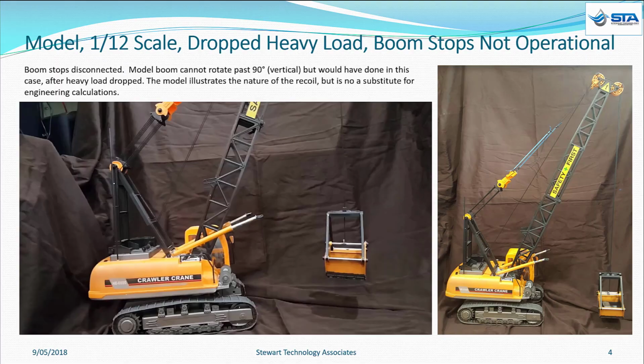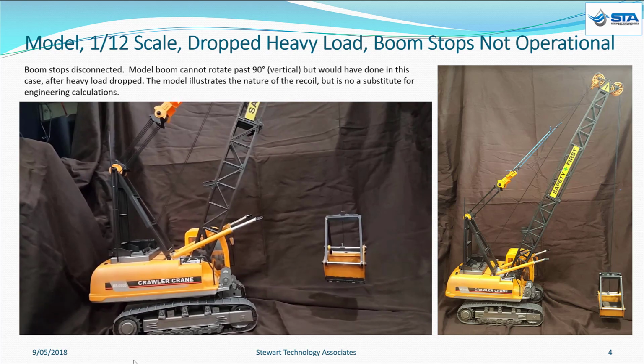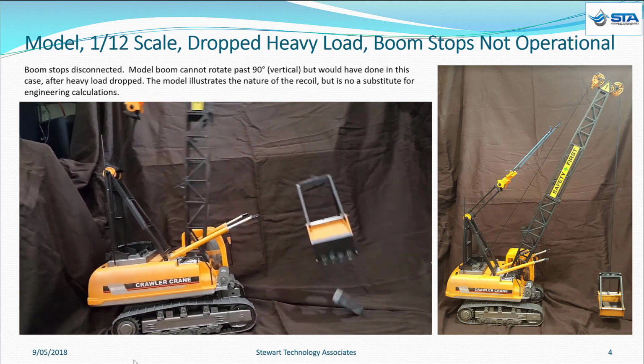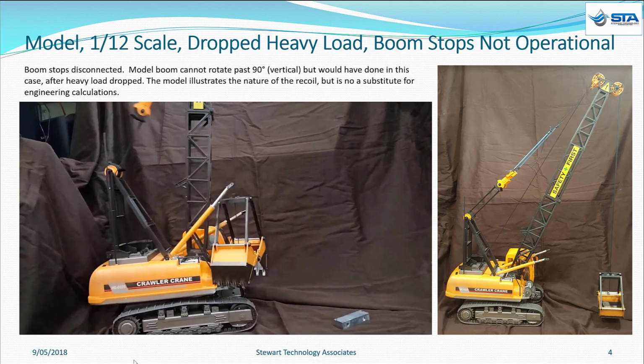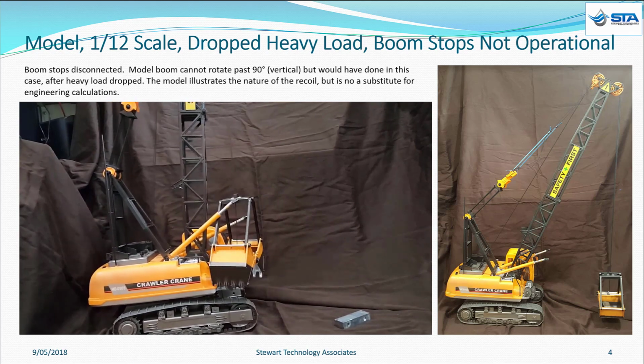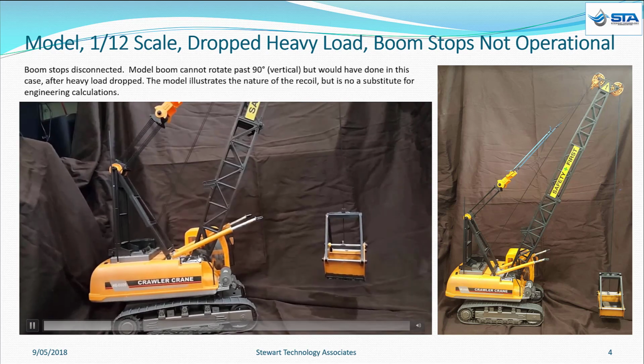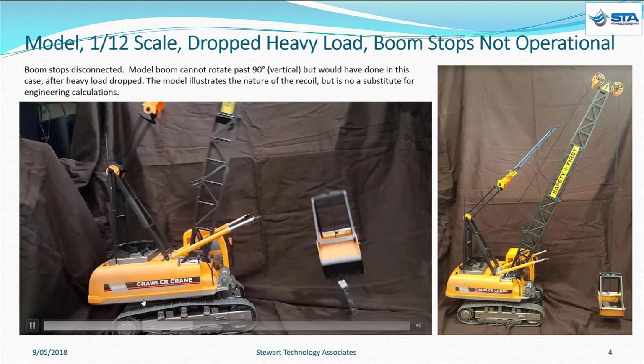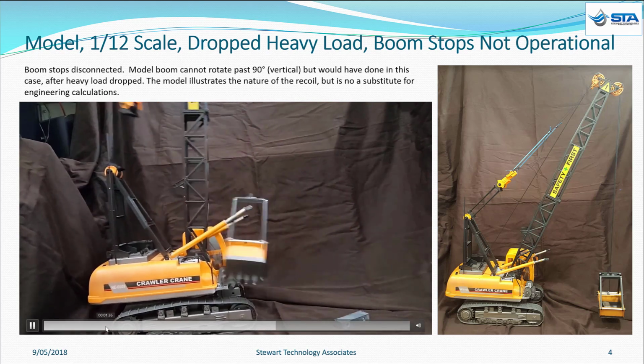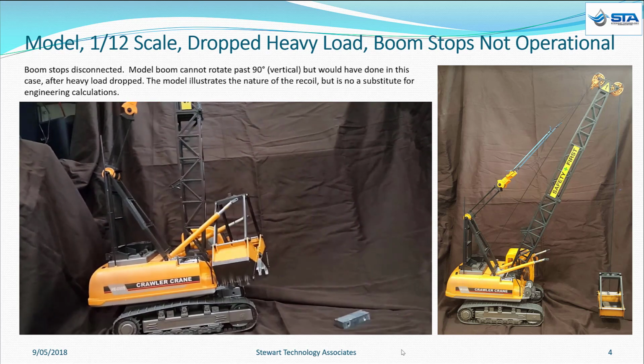A model test can tell you quite a lot. This is a model 12 scale. I've disconnected the boom stops. We'll play the model test slightly slower than real time, and you see the boom springs back to vertical. We'll play it again. The boom can't pass vertical because of the plastic construction in the model. It would have done. We'll go on to the next slide.